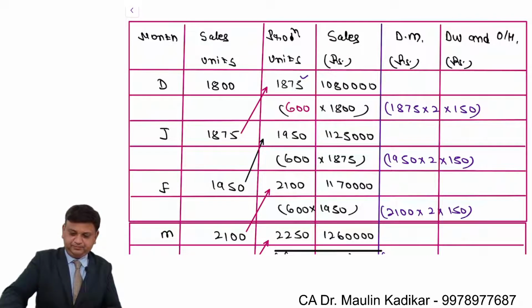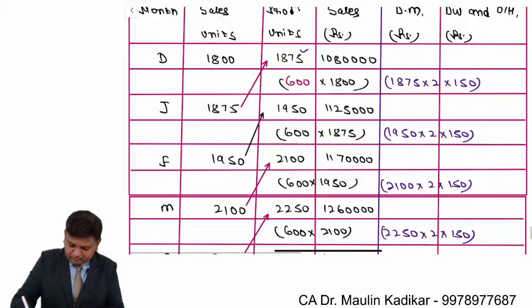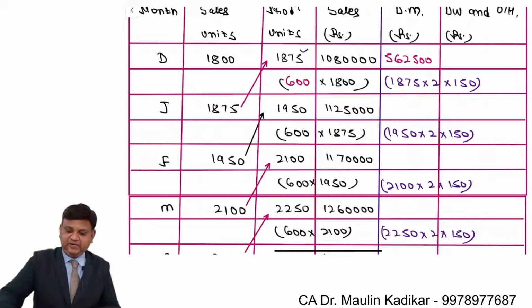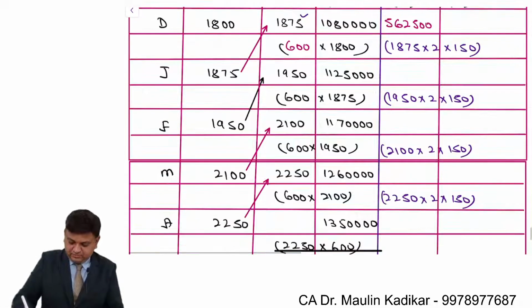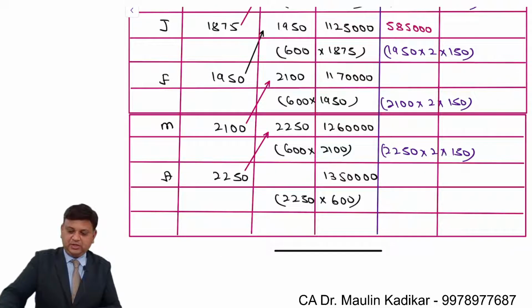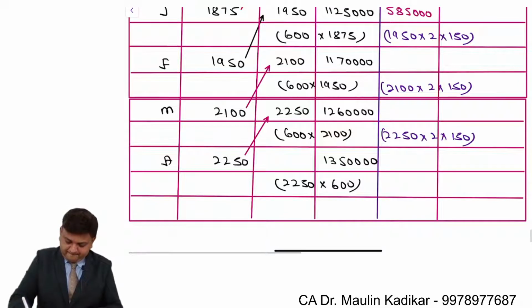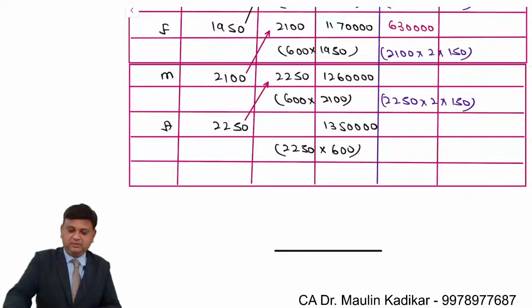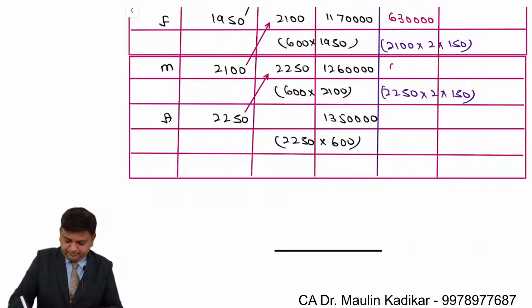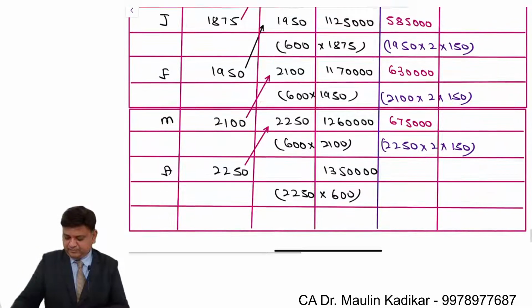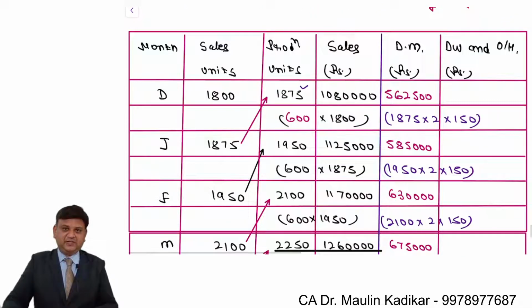So it will be 1875 into 300, 5,62,500. 1950 into 300, 5,85,000. 2100 into 300, 6,30,000. 2250 into 300, 6,75,000. That is the way we'll have the cost of the direct material.